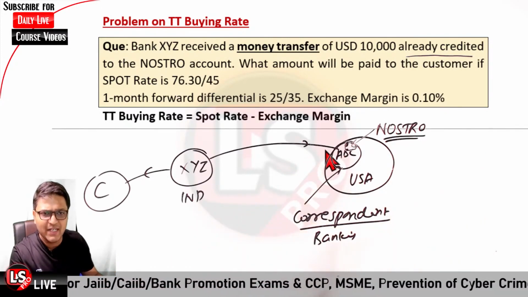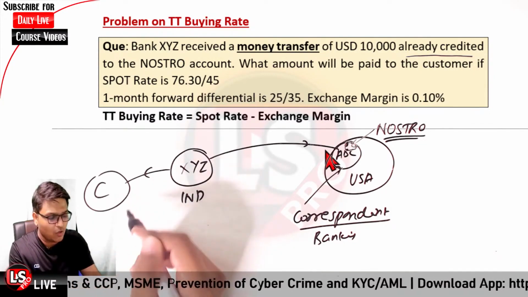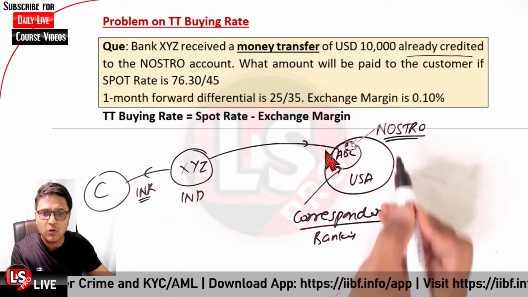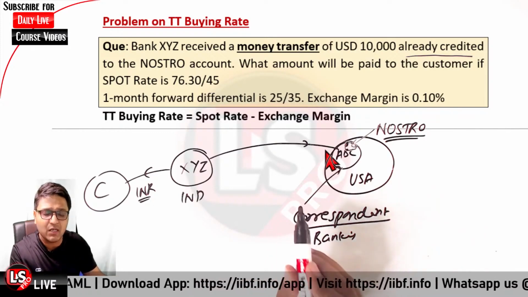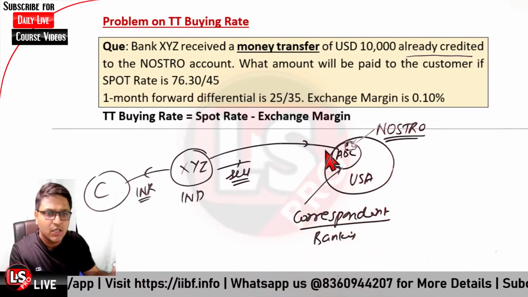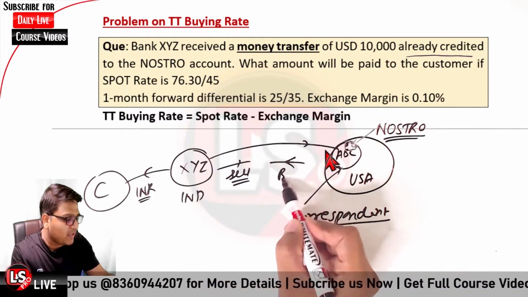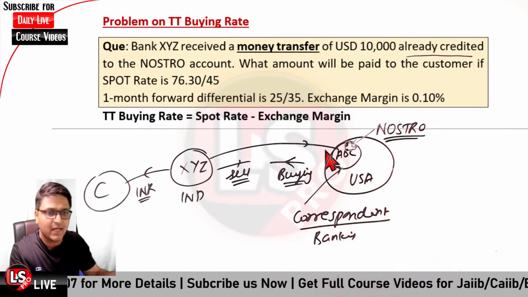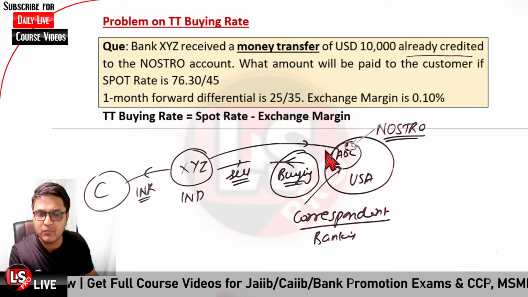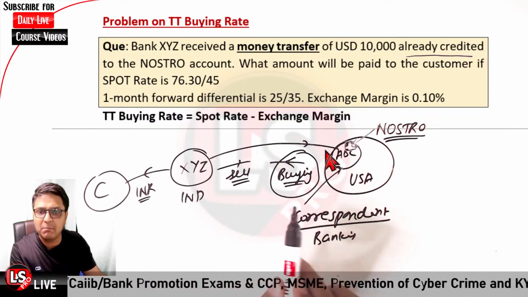Now bank wants to pay the amount to the customer in domestic currency. Now C is to be paid in INR, but bank has received USD in their nostro account. What does it mean? It means bank is in a position to sell the USD in the market. Now the bank will be able to sell the USD in the market at which rate? At the buying rate. What cost will be there? There will be the buying cost to the bank. So basically it is what kind of transaction? It is a TT buying transaction.